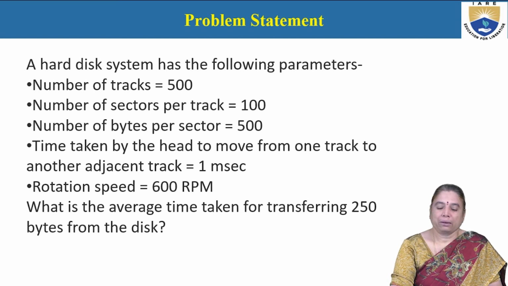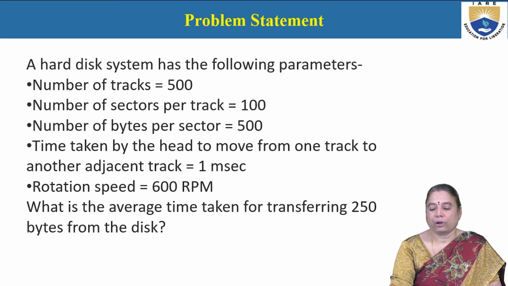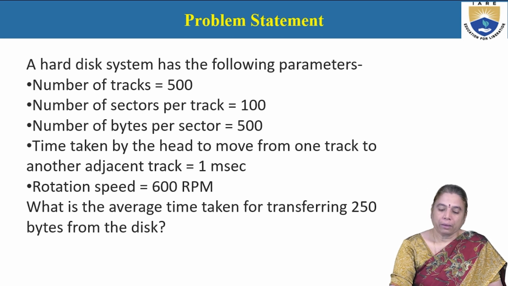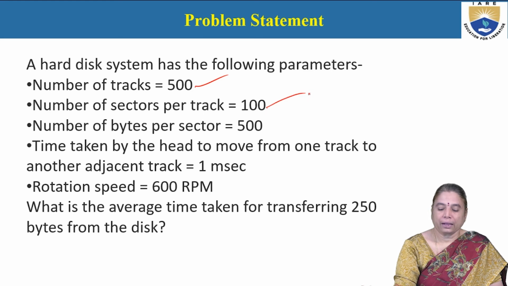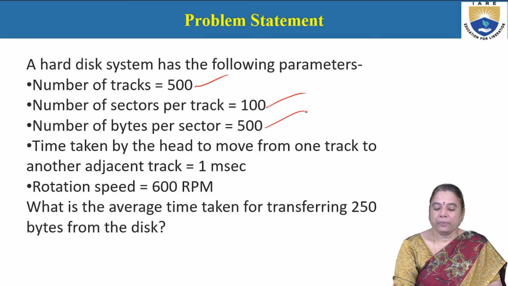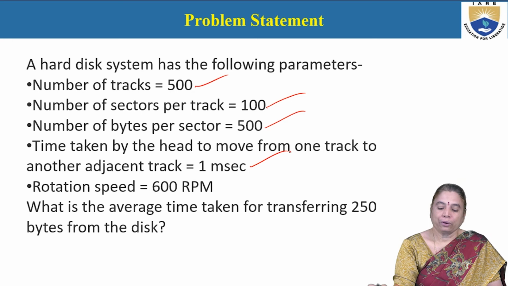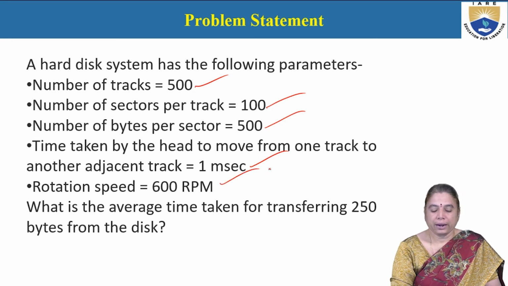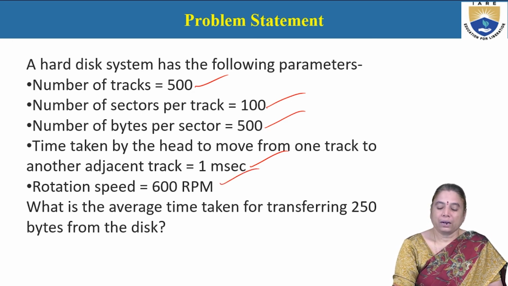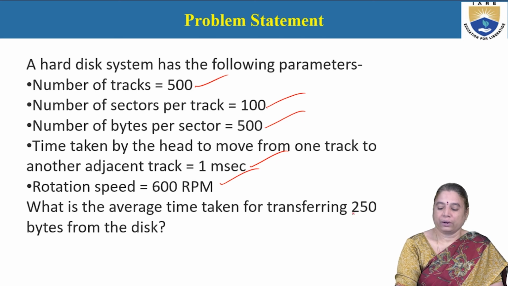Next problem statement is, a hard disk system has the following parameters. Number of tracks 500, number of sectors per track 100, number of bytes per sector 500, time taken by the head to move from one track to another adjacent track is 1 millisecond, rotational speed is 600 rpm. Then what is the average time taken for transferring 250 bytes from the disk?